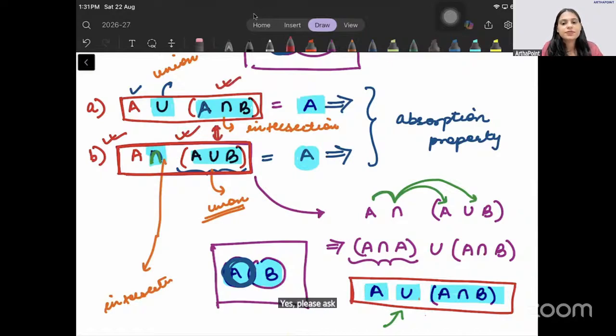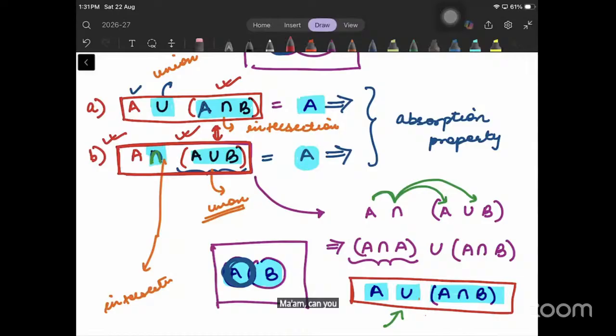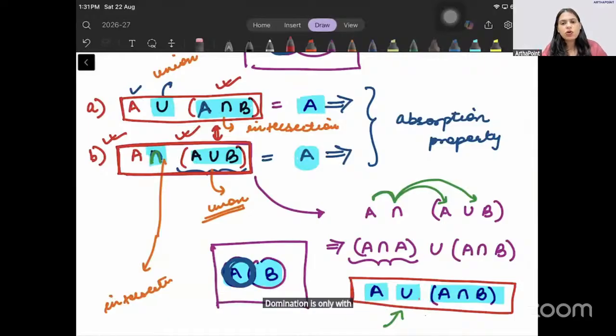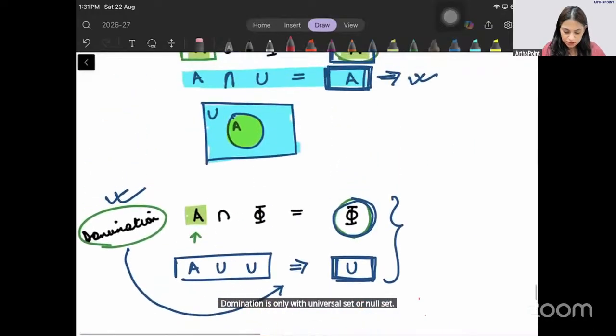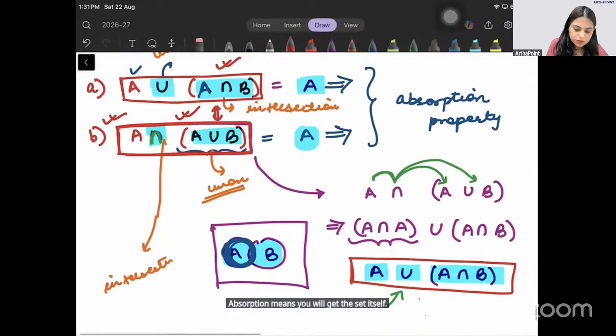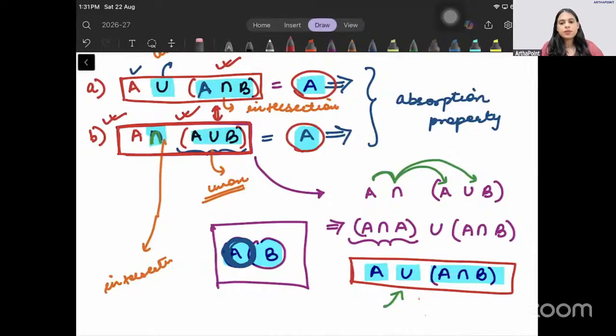Yes, please ask. Someone had a doubt? Yes. Ma'am, can you please tell the difference between dominant and absorption property? Domination is only with the universal set or null set. Those are the only two things it can be. You are getting universal or you are getting null, so that is domination. Domination means full or nothing. Absorption means you will get the set itself, the set with which you are doing union or intersection, you will get that itself.